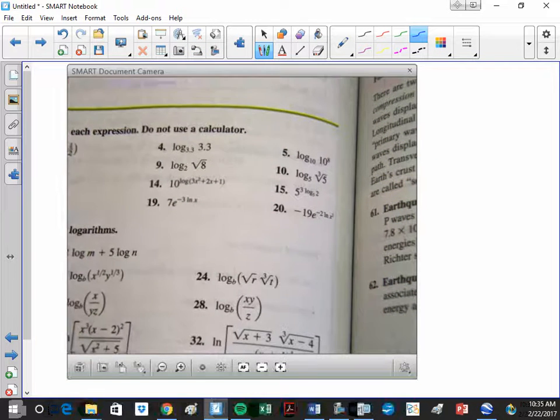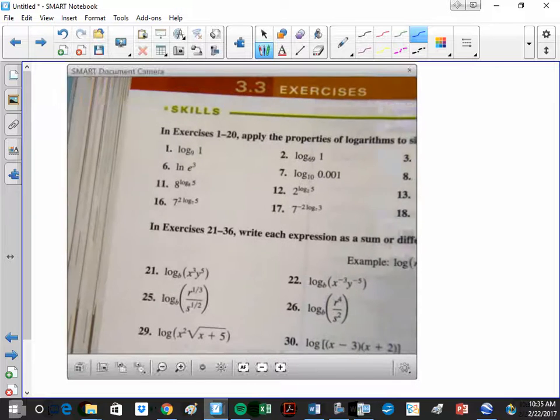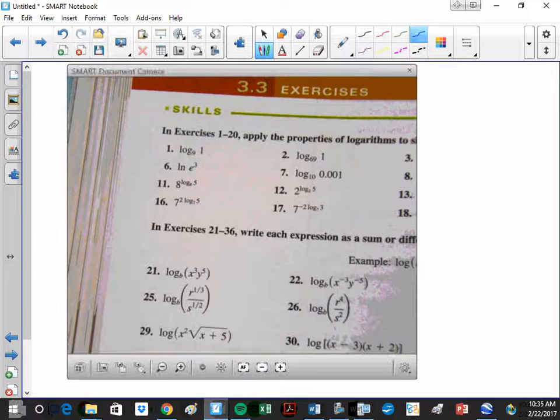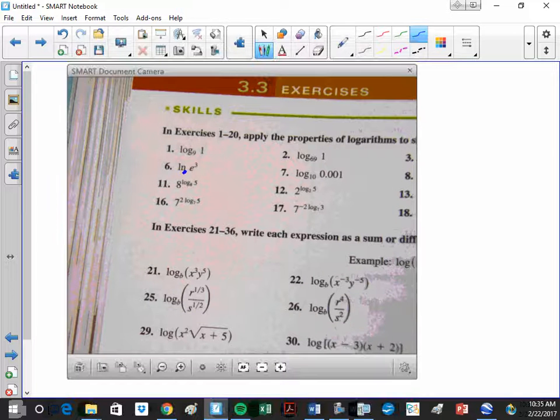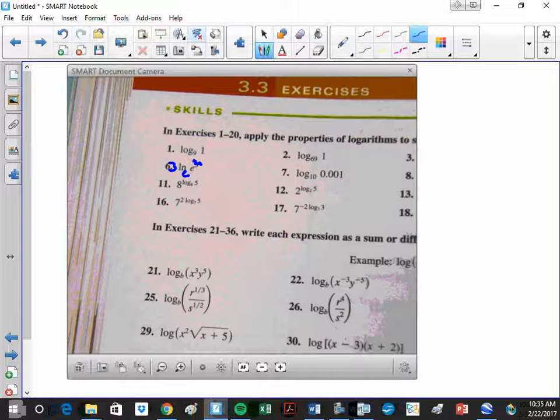Okay, number 6. ln of e to the third. Why 3? ln is base e. So basically, e to what power is e to the third? It'd be 3. Or you can drop the 3 out front. 3 times the ln of e, and the ln of e is 1. So 3 times 1. Okay? Does anybody not get what we're doing?